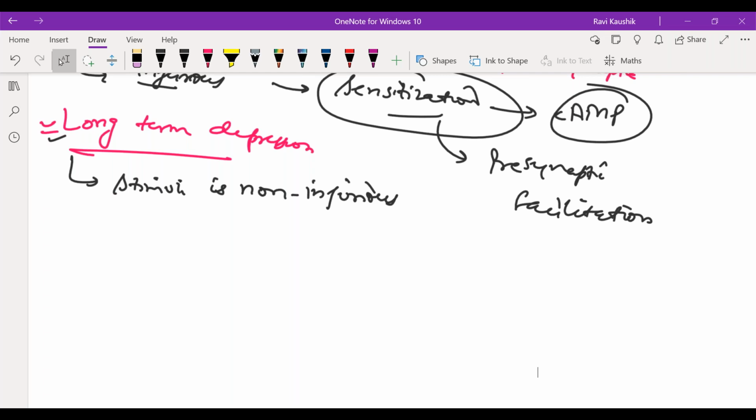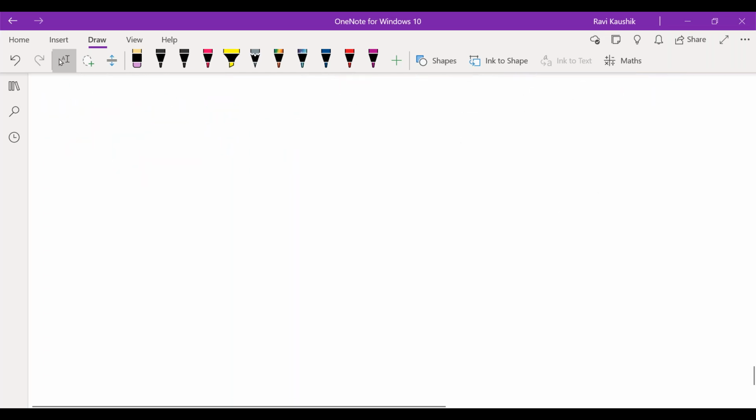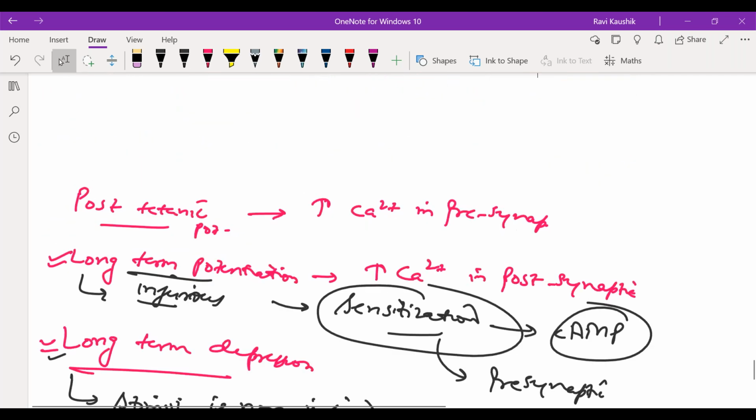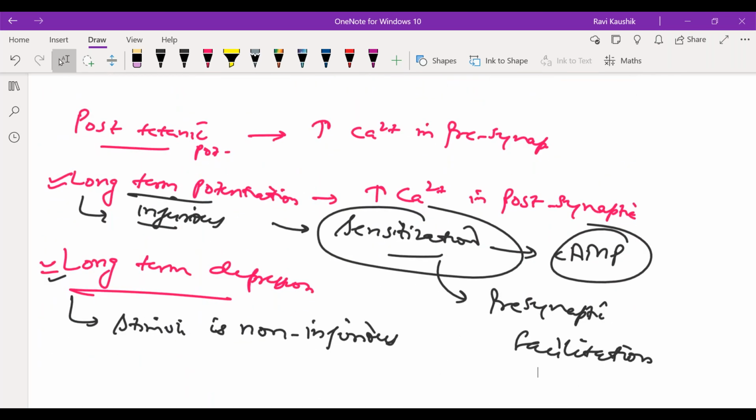So this is about synaptic plasticity. And just try to understand that in all these examples, the previous learning is coming into the picture, whether it's injurious or non-injurious, whether calcium was previously there or not, whether it's a presynaptic or postsynaptic neuron. Previous learning is happening based on past experience, basically.